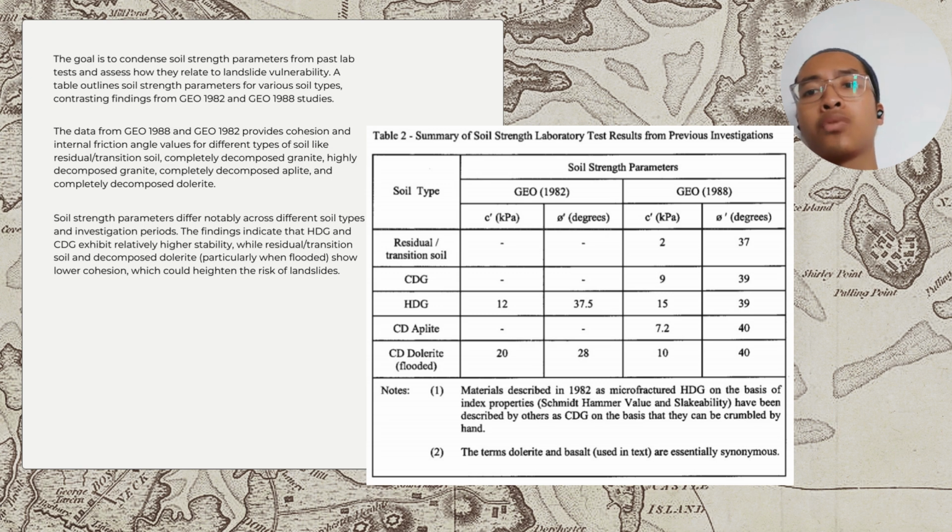Soil parameters vary significantly between soil type and investigation period. The data suggests that HDG and CDG have relatively higher stability, whereas residual soil and decomposed diorite, especially when flooded, present lower cohesion, potentially increasing landslide susceptibility.